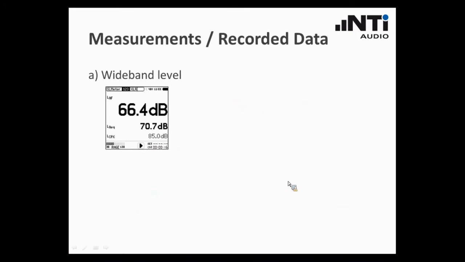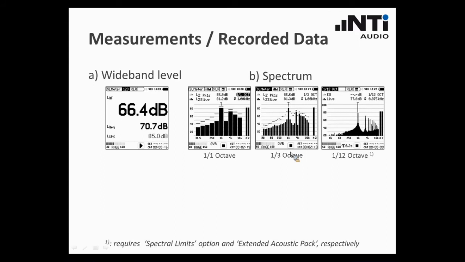When we talk about measurements or recording data, mainly in the first row we talk about wideband level. We want to know the overall level within the audio range from 20 Hz to 20 kHz. However, in some applications we want to see the spectrum, especially for environmental noise. Here we may have to identify specific components in a noise signal, not just the overall noise, but specific frequency components. For that purpose, we have different resolutions.